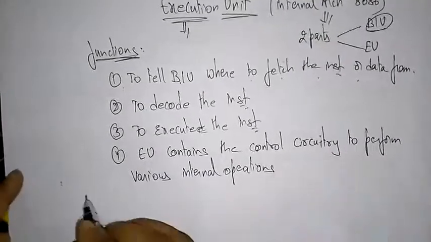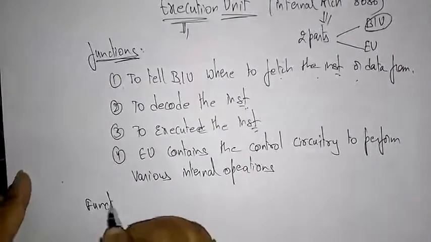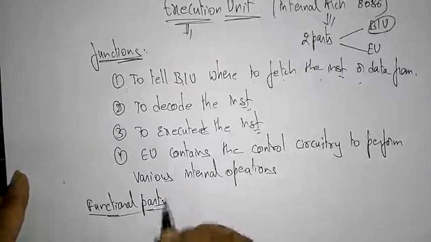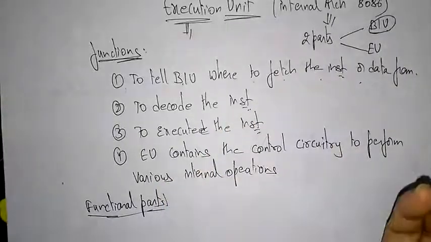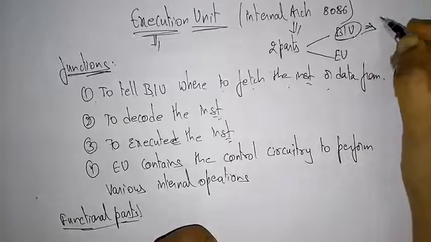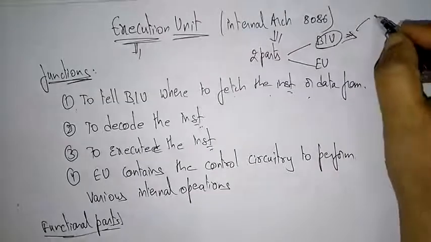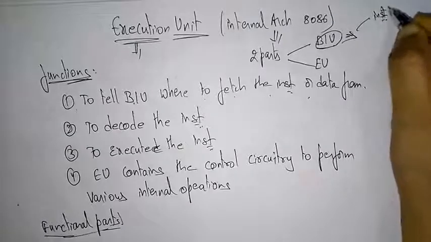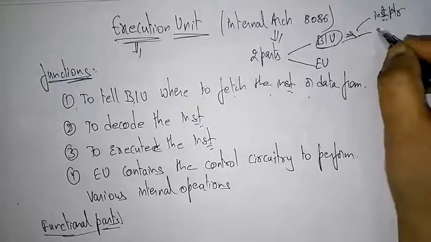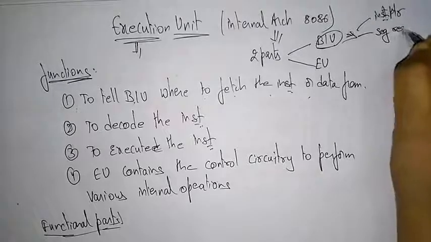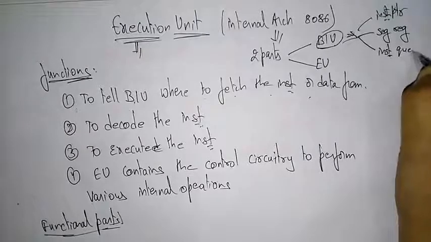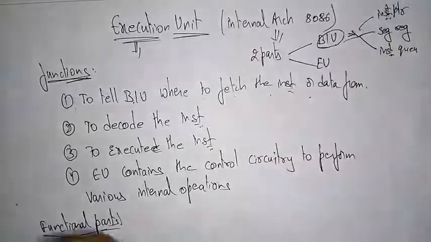Now let us see the functional parts present in the execution unit which do these functions. The bus interface unit, as I already said, has three functional parts: the instruction pointer, which holds the next instruction to be executed, the segment registers, and the instruction queue.